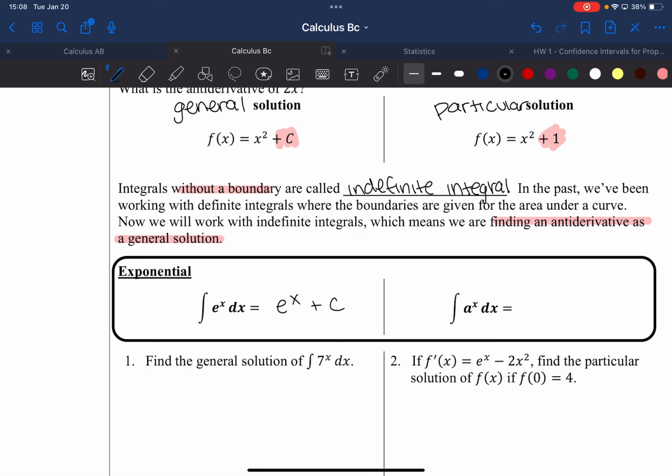Okay. For the next one, the integral of a to the x dx is going to be 1 over the natural log of a times a to the x plus c. Because recall that the derivative of a to the x is a to the x natural log of a. Okay, so opposites.